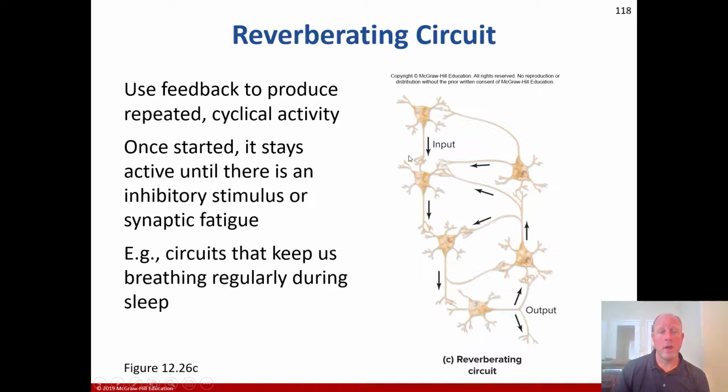Reverberating circuit. Here we have feedback that's produced, and it's repeated, cyclical activity. So you have a neuron coming in over here, the presynaptic, then the postsynaptic here, input this way, and then it could be a cyclical motion coming from these presynaptic to postsynaptic neurons and cycling back around. Once it has started, it stays active until there's an inhibitory stimulus or synaptic fatigue. That's important to know. There are circuits that keep us breathing during regular sleep, as an example.